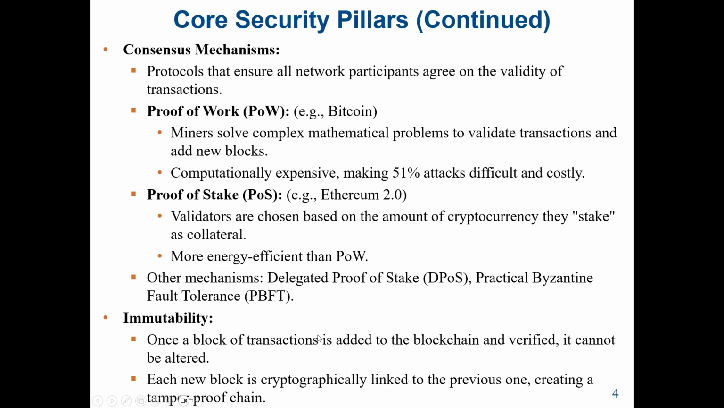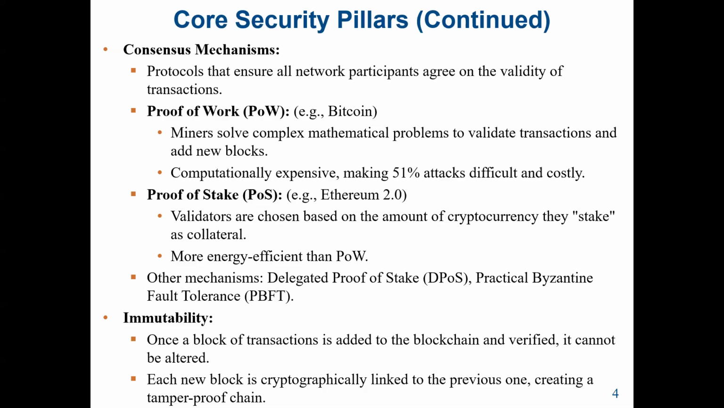The next section, we can talk about immutability. Each new block of chain transactions is cryptographically linked to the previous one using its hash. This creates a chain where any change to a past block would require recalculating the hashes of all subsequent blocks in the chain, making it computationally infeasible. That is the chain of blocks.